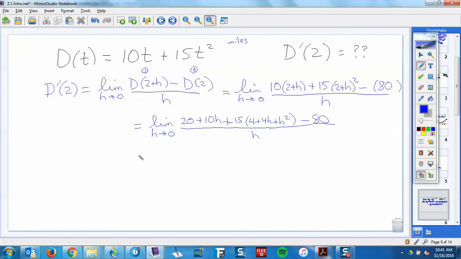Right? New line. Notice I'm writing this limit every step of the way. Okay, now what do I got? I still got my 20 plus my 10h plus what? Plus 60. 60 plus 60h plus 15h squared minus 80, all over h.